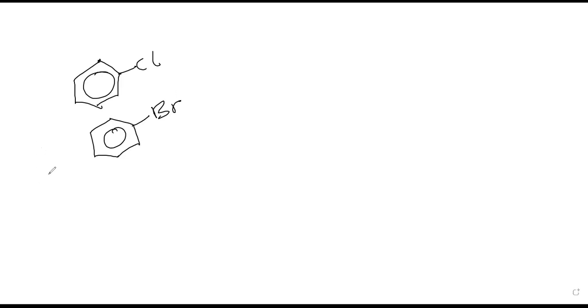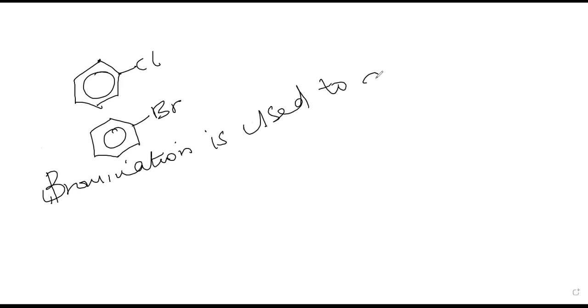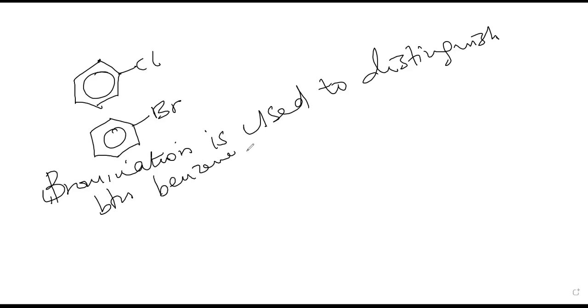I want you to note that bromination is used to distinguish between benzene and cyclohexane. You need to note this. So they can ask you the reagent that is used to distinguish between benzene and cyclohexane.